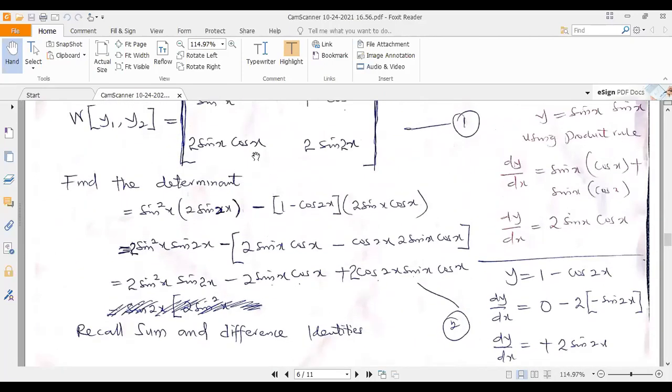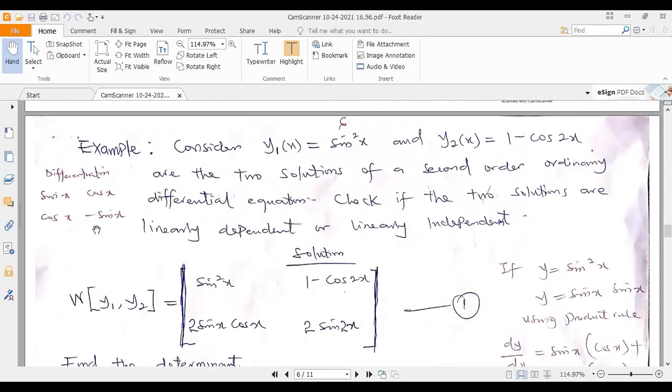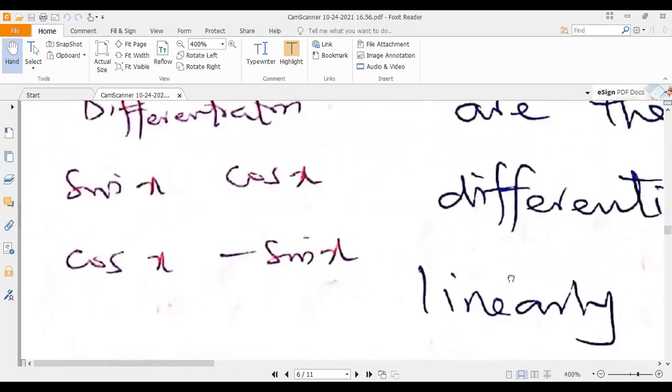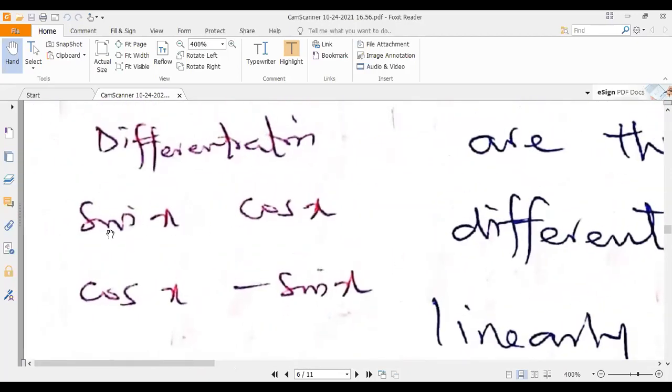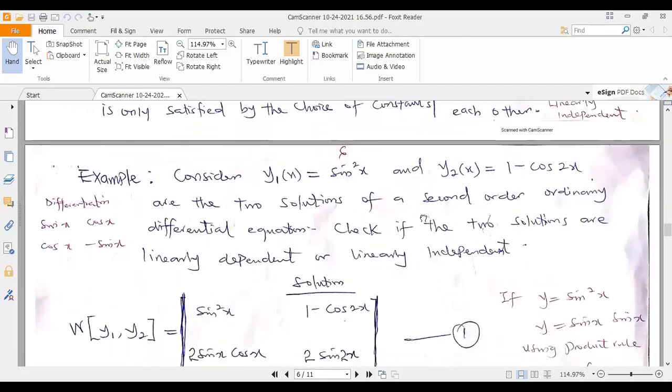In case you didn't remember, I will send you these lecture notes. You will see the concept here. Can you see the concept? Look at what I put down here. I said differentiation: if you differentiate sine x, you have cos x. If you differentiate cos x, you have minus sine x. So that will help you.